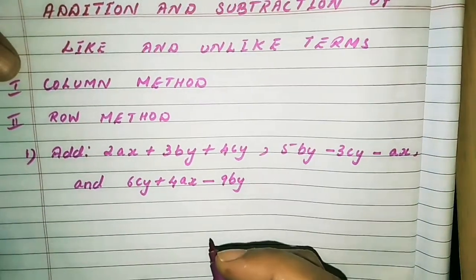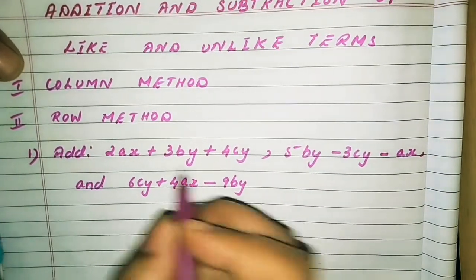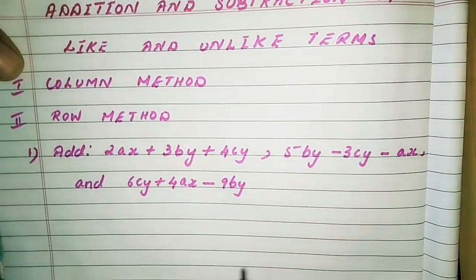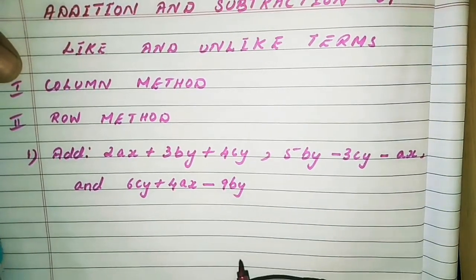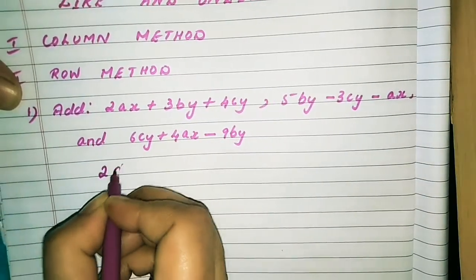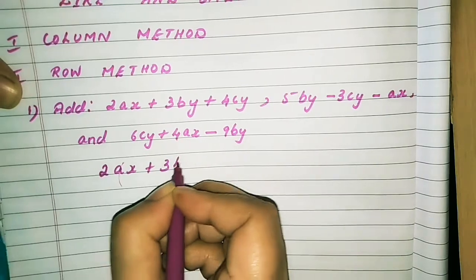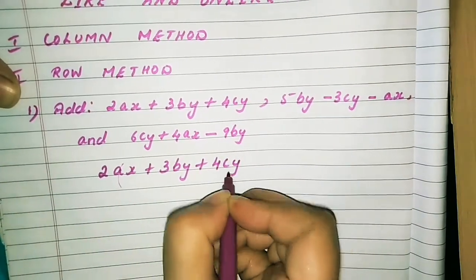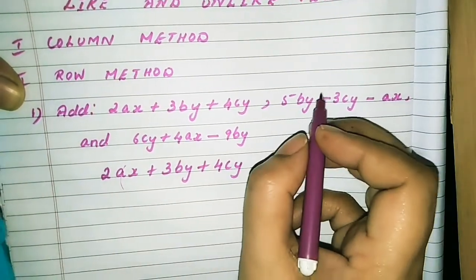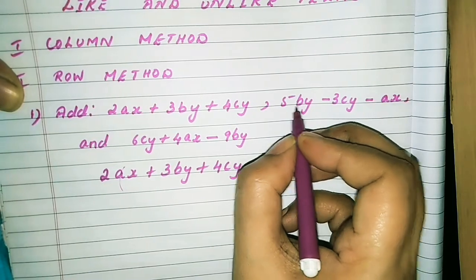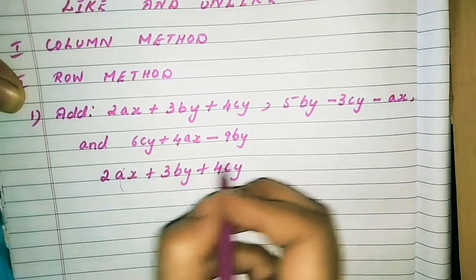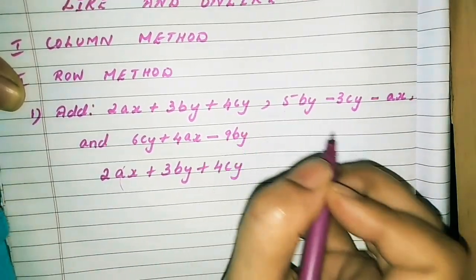So let's get started. What we do first is we rewrite these given expressions in such a way that their like terms are one below the other. So let's do that now. I'm going to take this 2ax plus 3by plus 4cy. What I see in the next expression is that the first term given is 5by, but we have to write it in the same order as the first one, especially the alphabetical coefficients.